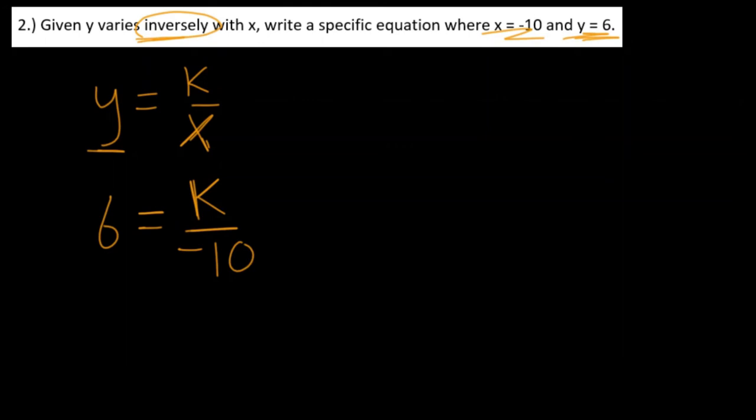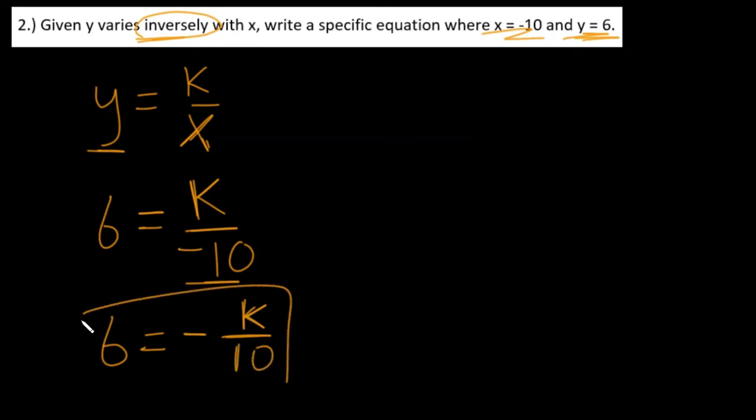Now this is essentially good enough. However, I'm going to rewrite this slightly because I want you to understand that whenever you have a fraction and one term is negative, we can actually always pull that negative out in front of the fraction, and it just makes this whole thing nicer and neater and easier to work with. So the best way that I'd like for you to write this is that when y varies inversely with x, we're going to write this as 6 equals -k over 10. Alright? Let's go ahead and move on to our third example.